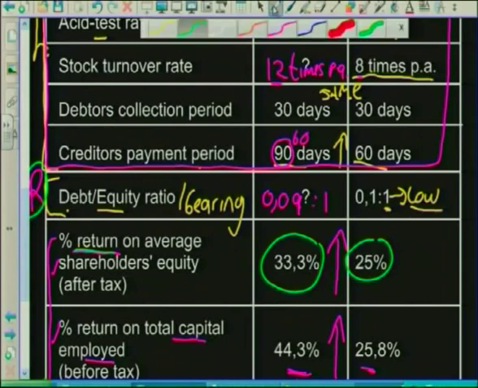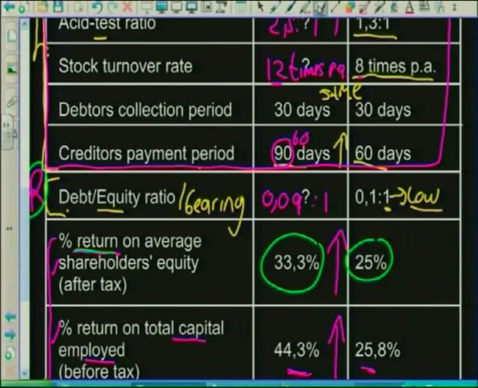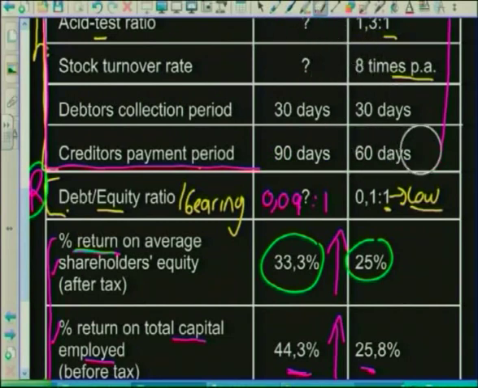Right, what I want to do, guys, is just quickly take out some of this so that we don't muddle up our ratios.